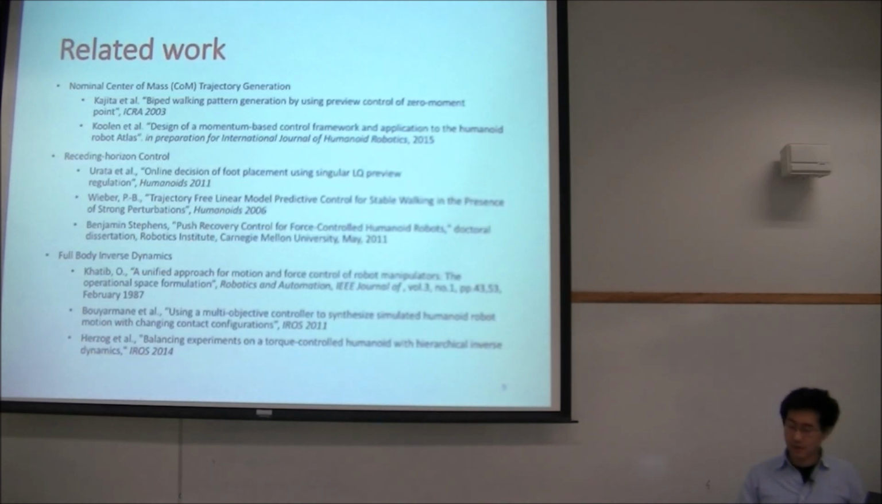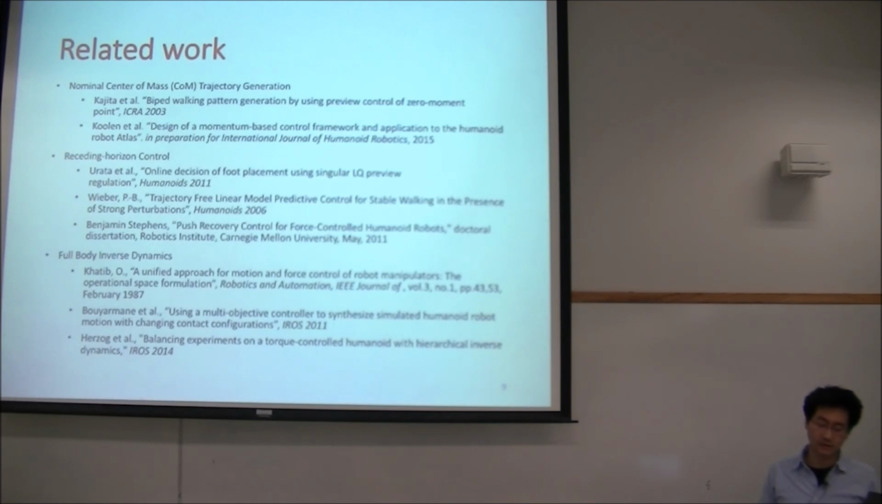So, in terms of related works, I break it down into three major parts. There's been a lot of work on generating the center of mass motion using point mass models. The most famous one is probably the preview control proposed by Kajita. And also, Jerry Pratt's group has done a lot of work on using capture point concepts to do walking motion generation as well. In terms of receding horizon control, there have been many formulations.